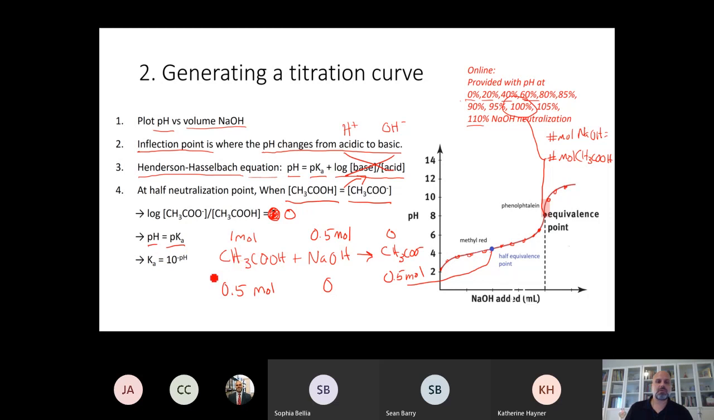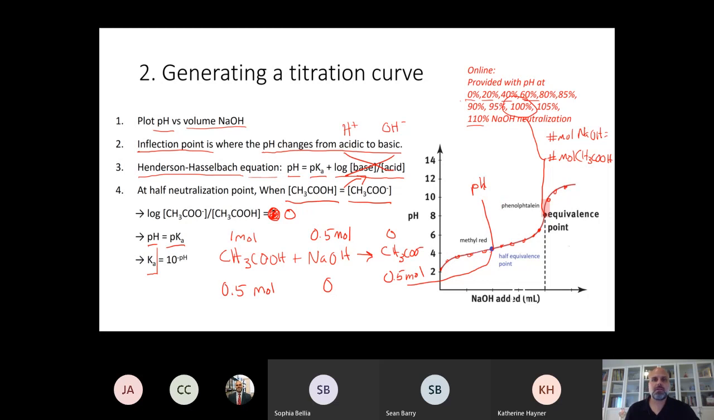So once your pH is equal to pKa, you can then use that to calculate your Ka, right? Your Ka is just going to be equal to 10 to the minus your pH at this half equivalence point, right? And the half equivalence point is being pulled directly off the graph. So whatever the pH is here, you're plugging into the equation. All right. So that's the second method, where we're using the half neutralization method.